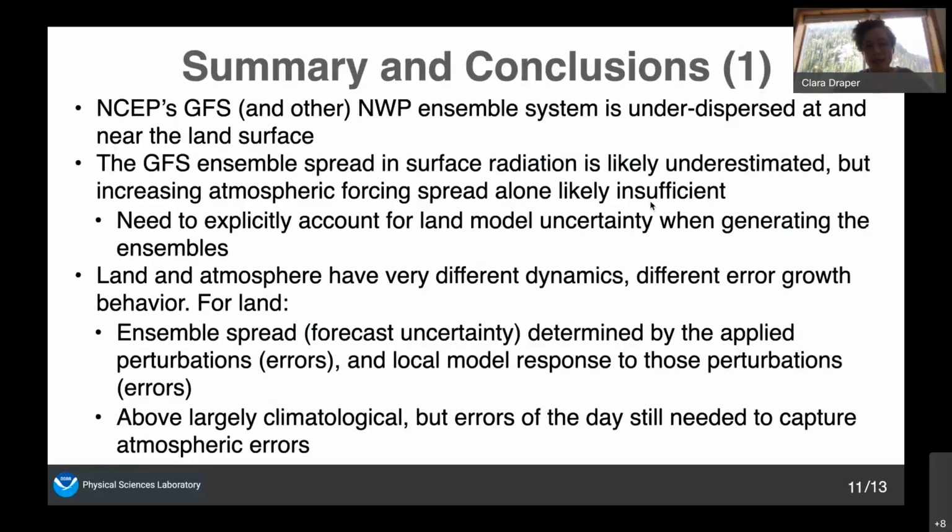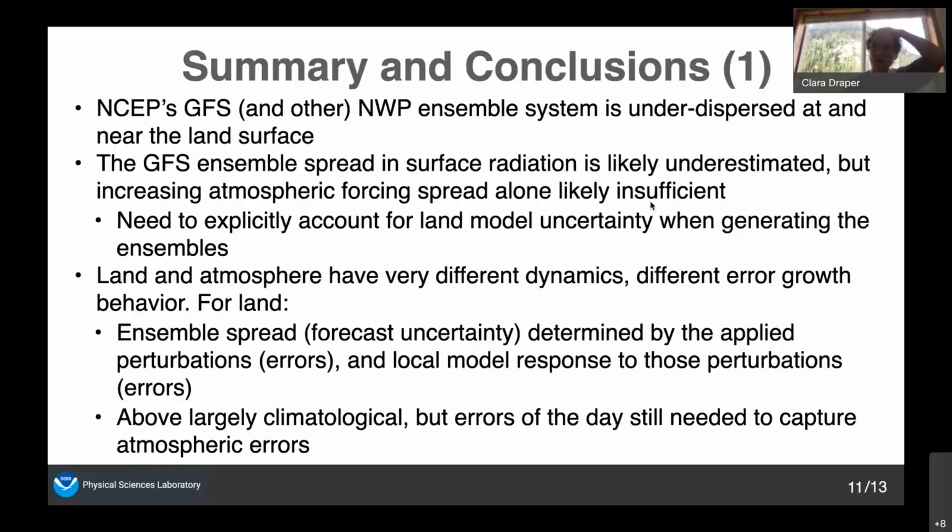In particular, in a land system, the ensemble spread is going to be determined very strongly by the perturbations that you apply to that ensemble, and then the local model response to those perturbations. And we saw this really clearly in my state PERT experiment, where we had a lot of spread in dry conditions. That local response is also going to be determined by the local conditions, and so it's going to have a really strong climatological signal, which makes me think, what is the role of errors of the day within this? Do we even need to be running an ensemble? And I think we do.